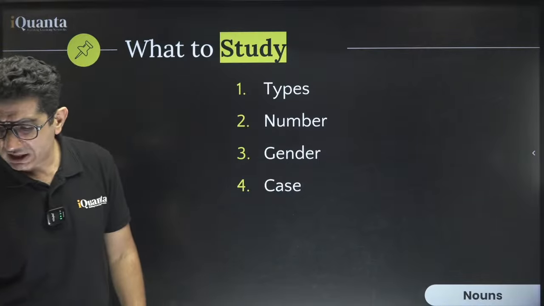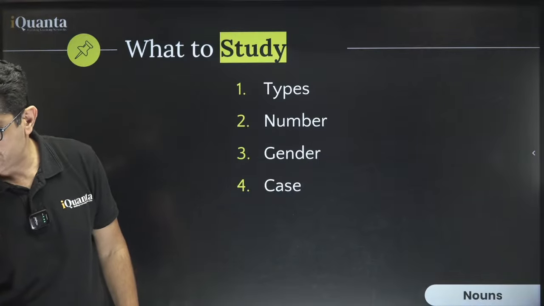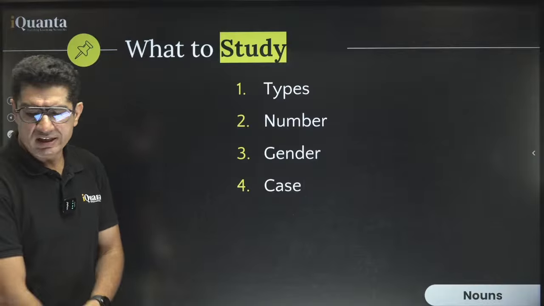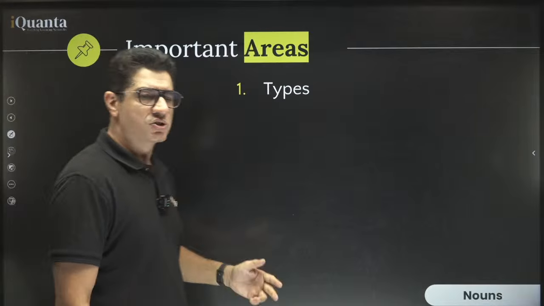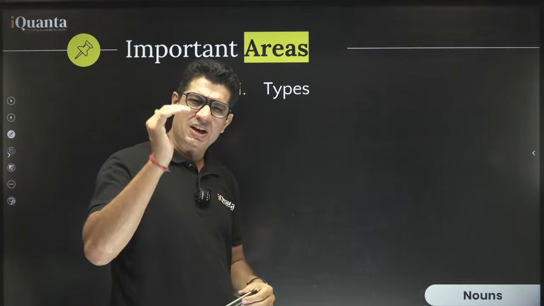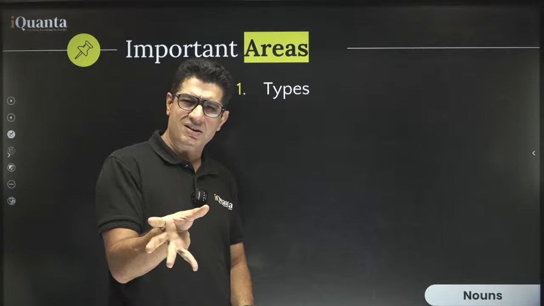Now, does that mean that all the four areas are important for us? Not really. The important areas are, number one, types. So you remember all those different types: common noun, proper noun, collective noun, abstract noun.